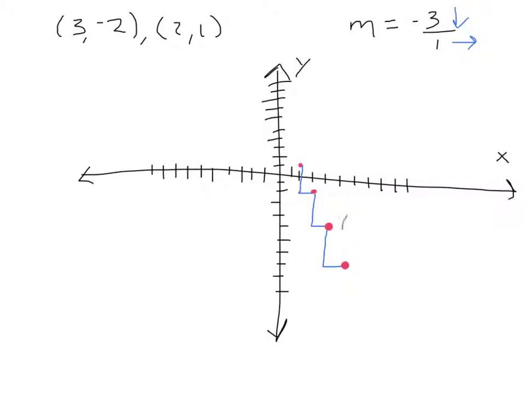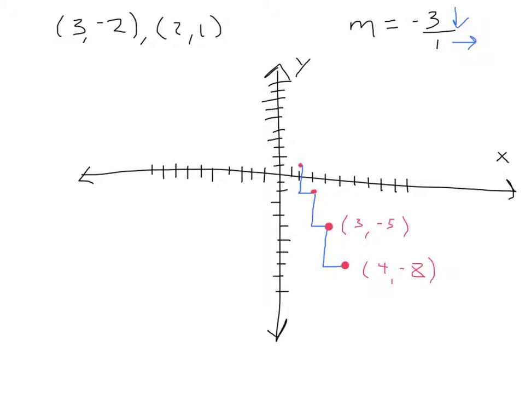This point is (3, -5), and this one is (4, -8). Alright, so again, any questions, ask the sub, they should be able to explain that.